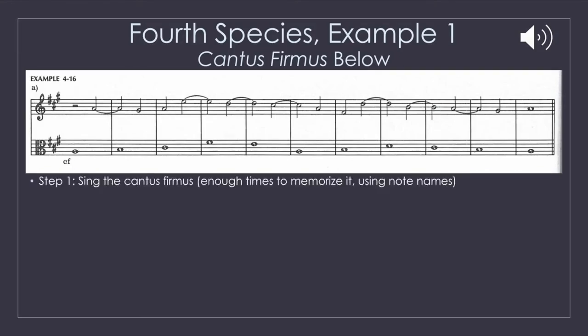So imagine this you composing it. The cantus firmus is the line given below. So the first thing you do is sing it to yourself a couple times. You usually sing it slowly at first and then quickly. And you do it on note names. Since it's in alto clef, we do it on note names.